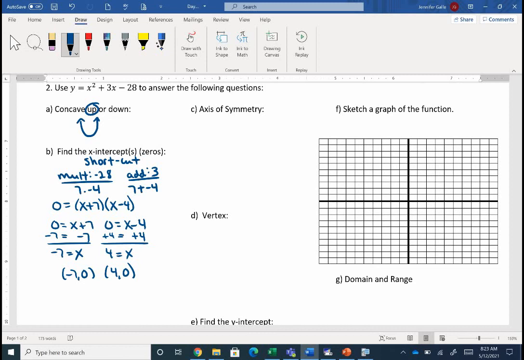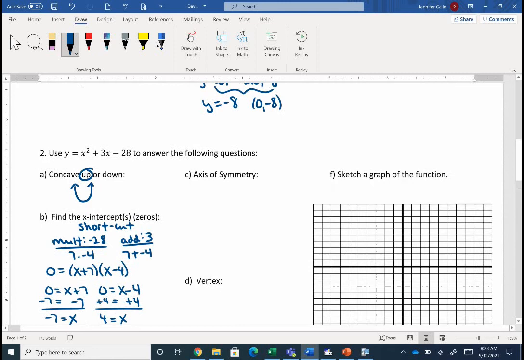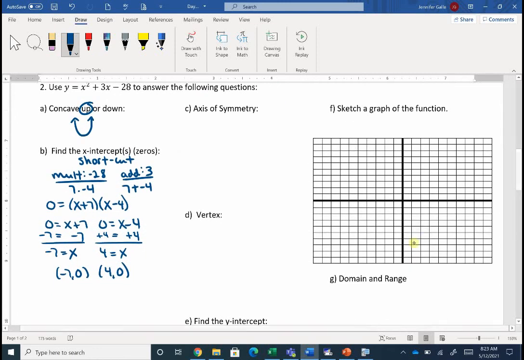The order you go in, it doesn't matter if you want to jump over and do the y-intercept before your axis of symmetry and vertex. It doesn't matter whichever way you want to go on that, guys. Axis of symmetry, if you want to graph your x-intercepts and try to count, you can.